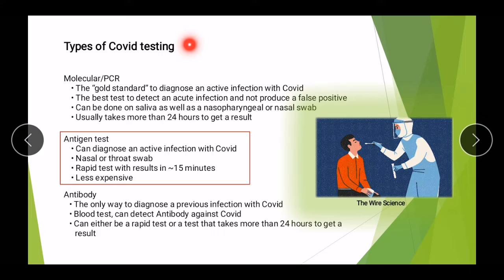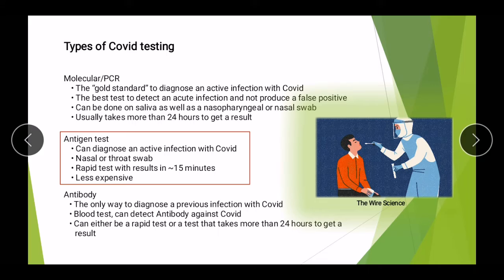Types of COVID testing. There are majorly three types of COVID testing. The first one is molecular or PCR, followed by the antigen test and the antibody test. The molecular or PCR test is called the gold standard to diagnose an active infection with COVID. And our major interest for today is the antigen test, which can diagnose an active infection with COVID.